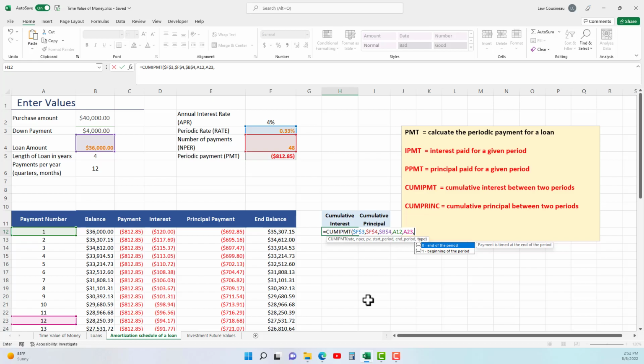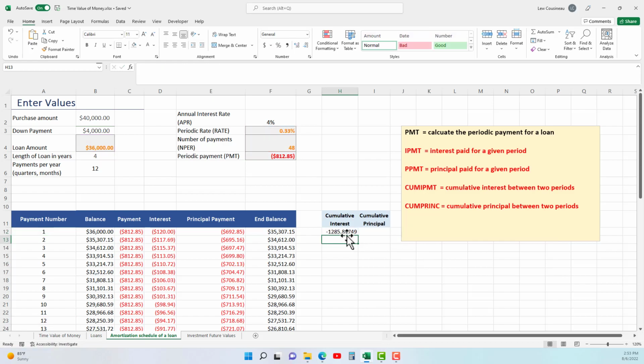And this time, for whatever reason, the type is not optional. You do have to put that 0 in. And so that would be the interest for the first 12 payments. And if I could go through here, 1285, 87, 1285, of course, if I format that, 87. So that works. That's the interest for the first year.